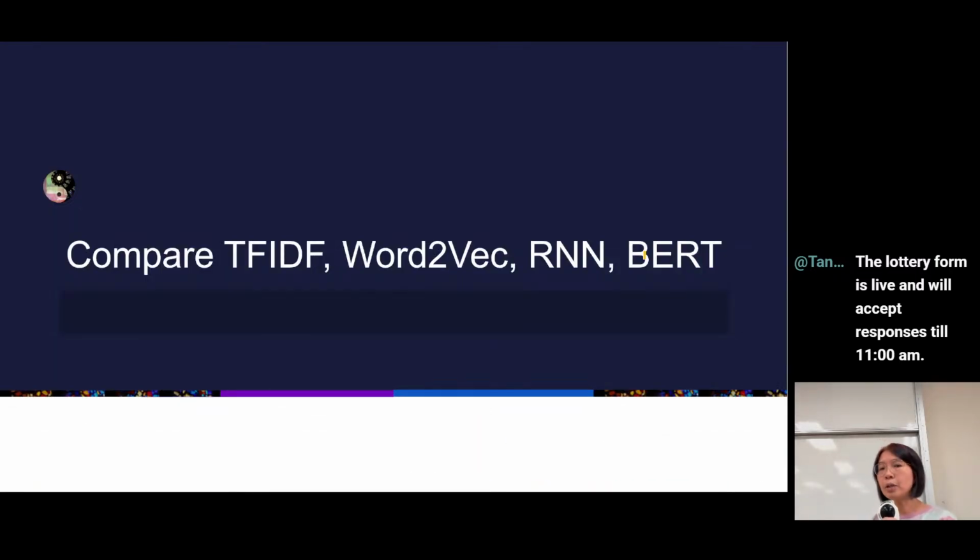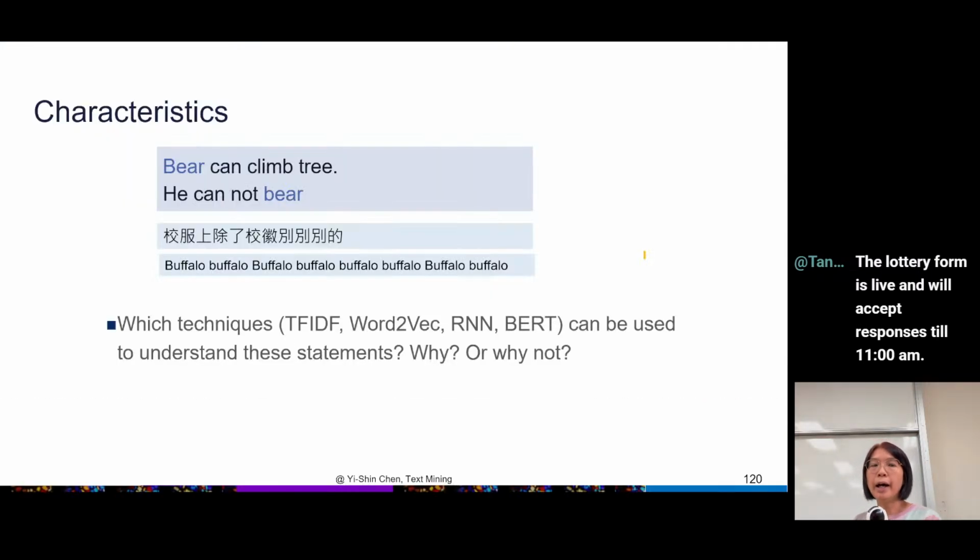Okay, so next, we already talked about TF-IDF. We have Word2Vec, we have RNN, we have BERT. I did not talk about the transformer because BERT is a type of transformer in a simplified way. And then the interesting part is a statement I always like to tell students: Buffalo buffalo buffalo buffalo buffalo buffalo buffalo buffalo. That is a statement.